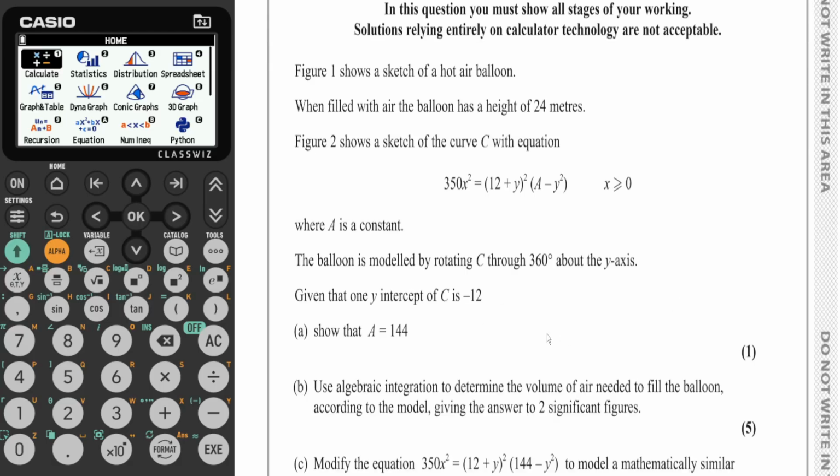Question number 7. Figure 1 shows a sketch of a hot air balloon. When filled with air, the balloon has a height of 24 meters. Figure 2 shows a sketch of the curve C with equation 350x² = (12 + y)²(a − y²), where x is greater than or equal to 0, a is a constant. The balloon is modelled by rotating C through 360 degrees about the y-axis. Given that one y-intercept of C is −12, part A, show that a equals 144.